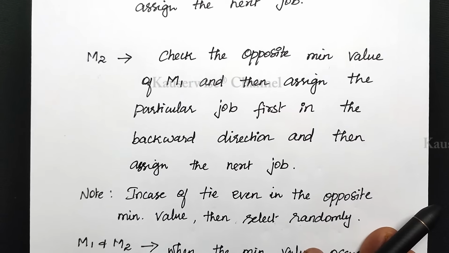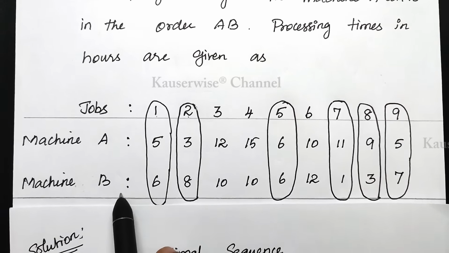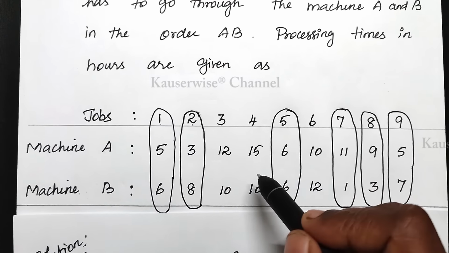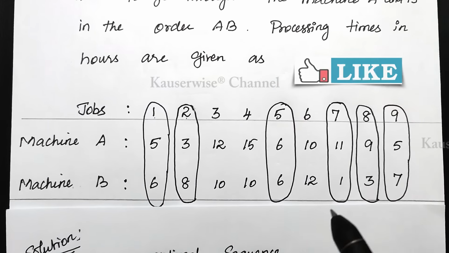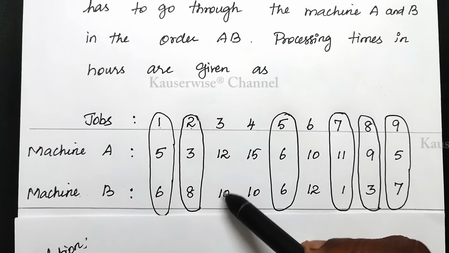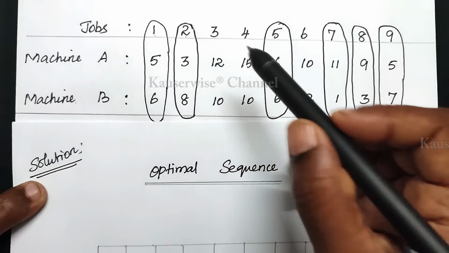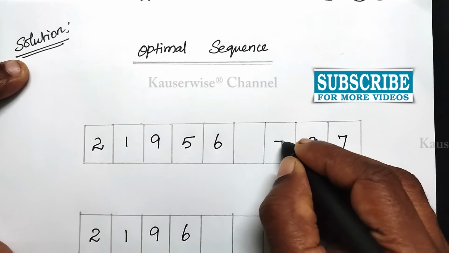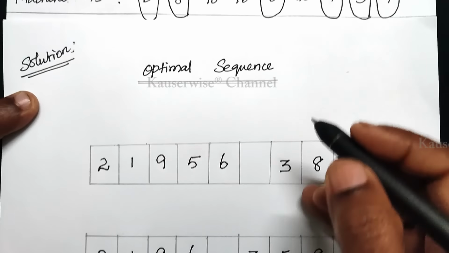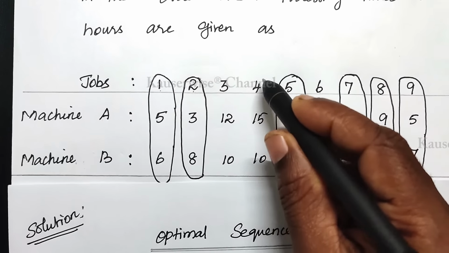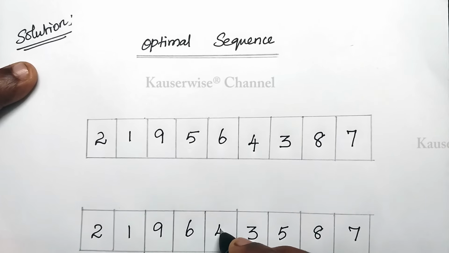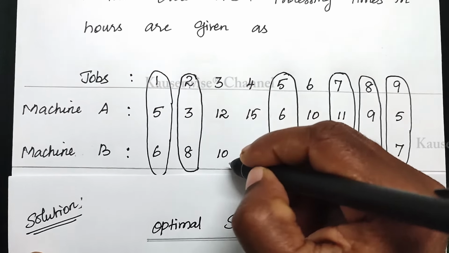Now look at the problem. What is the procedure for a tie for the same machine? Select the opposite minimum value and assign the job in the backward direction, because the backward direction is applicable for machine B. So, which is the minimum value? Job 3 is the minimum value, no? So, you can assign this particular job in the backward direction first. In the second option also. And then the next minimum value is 15. So, job 4 has to be assigned after 3. That's all. We have assigned all the jobs.